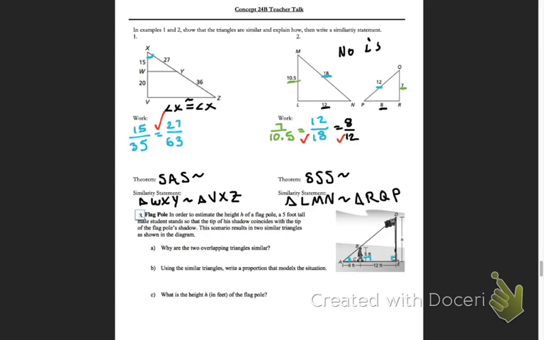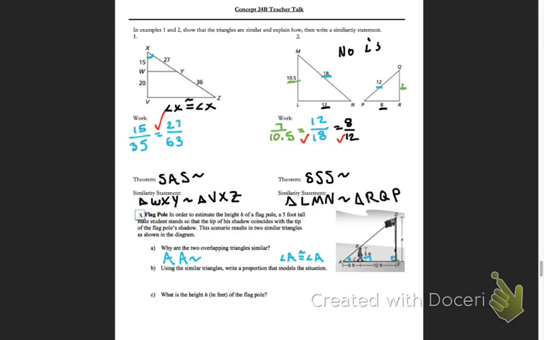I notice that I have angle A. It's congruent in both triangles. It's the same angle. And I also notice that the flagpole has a 90-degree right angle with the ground. And if I'm standing straight up and down, I've got a 90-degree angle with the ground as well. So that screams to me angle-angle similarity. Two right angles, and the same angle A in both triangles.